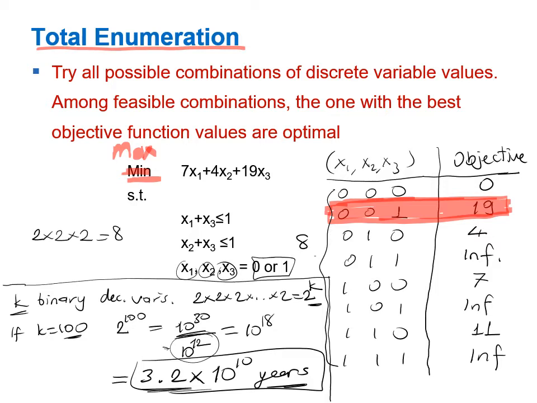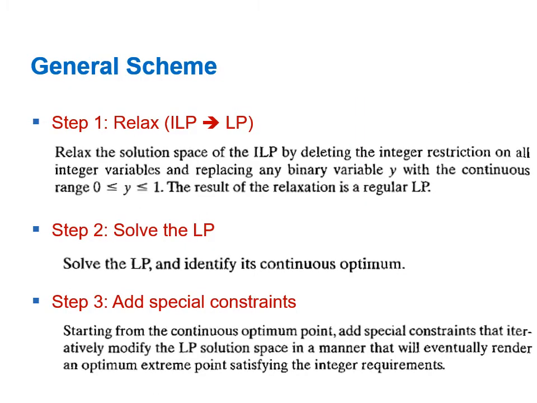So we need another method. We need other intelligent methods. And basically we will talk about 2 algorithms in this lecture, in this course. One of them is the so-called branch and bound algorithm, and the second one will be the cutting plane algorithms. But both of these algorithms have the same structure. The general steps of these two algorithms will be the same.